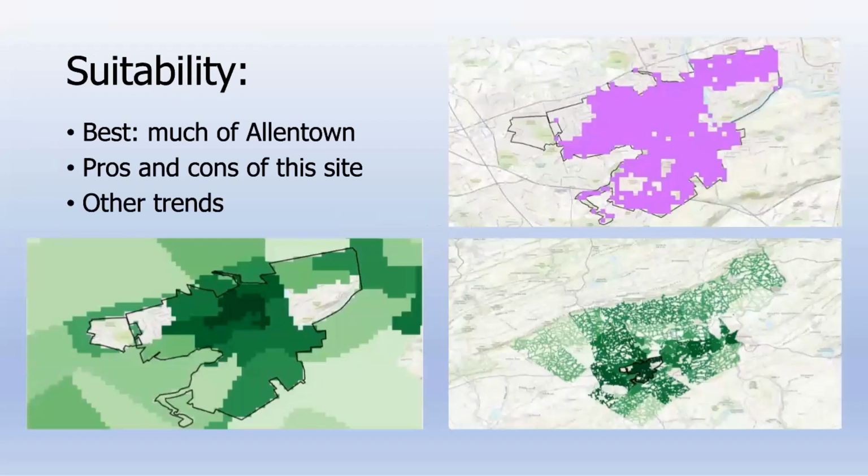The site with the highest suitability is located in a large section of Allentown. As can be seen in the upper right picture, the site covers much of the city, but it excludes portions of the far west and east of the city, along with multiple smaller areas.